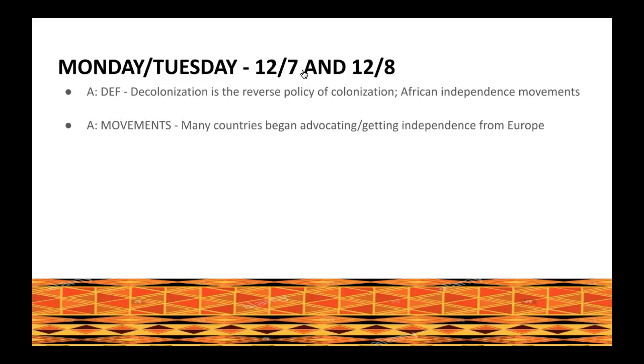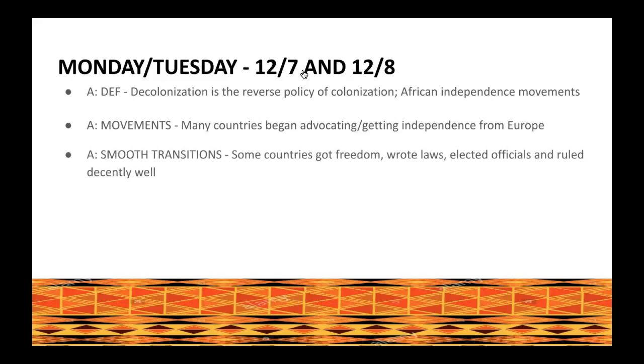And this would, of course, have positive and negative impacts and consequences. For example, in some countries you would find smooth transitions. Some of these countries did get freedom, they wrote their own laws, and they elected officials who were of their own country, and they ruled decently well. However, keep in mind, nothing goes over perfectly here, so finding their footing was tough to do, but in some instances, many African countries began to find it.